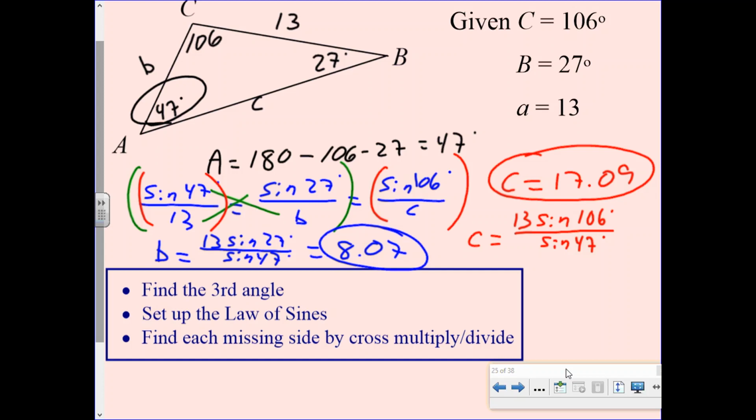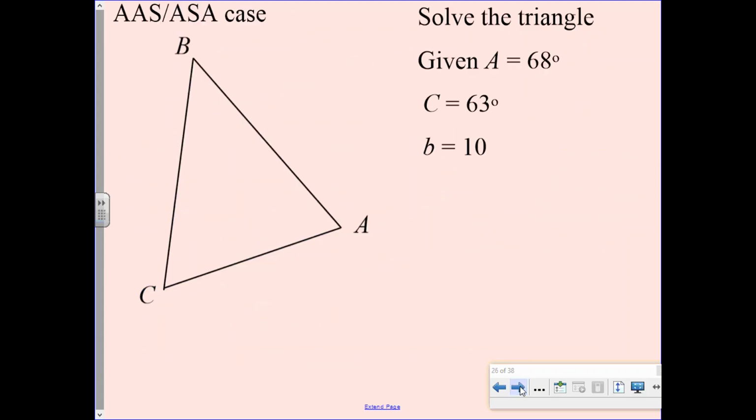So let's look at one more example, and I'm going to ask you to pause the video here and solve this out, at least. And even if you don't have a calculator, at least set up the ratios and write out the ratios so you know what you would put in the calculator, and then we can get the final answers that way.